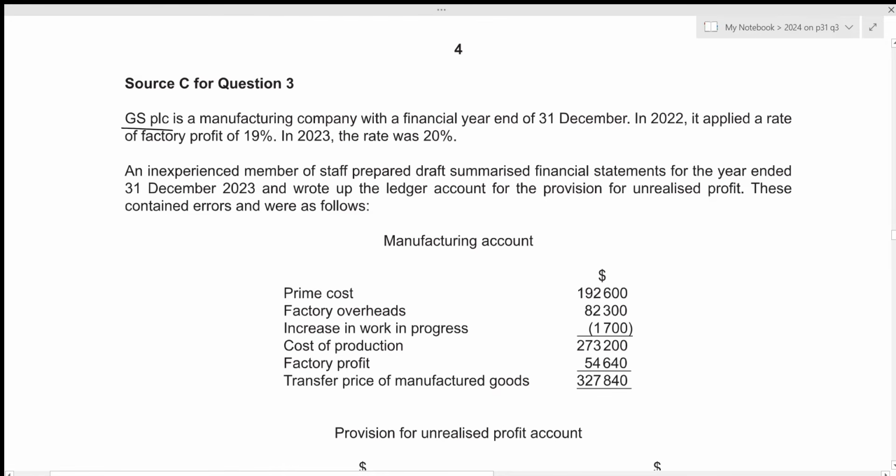GS PLC is a manufacturing company with a financial year end of 31st December. In 2022, it applied a rate of factory profit of 19%. In 2023, the rate was 20%. An experienced member of staff prepared draft summarized financial statements for the year ended 31st December 2023 and wrote up the ledger account for the provision for unrealized profit. These contained errors and were as follows.